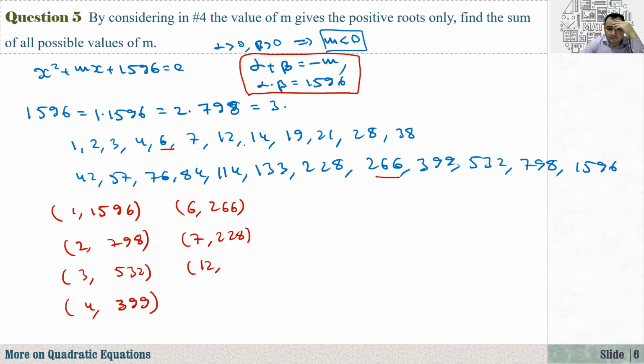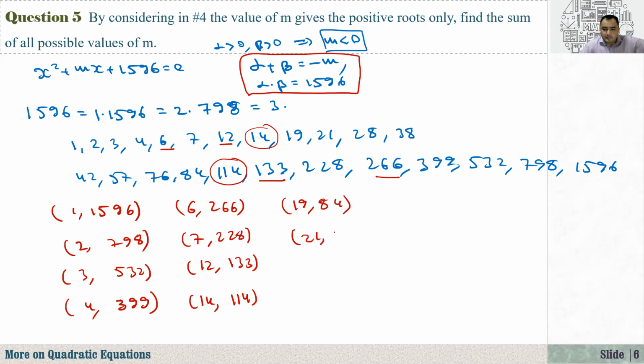Then 14 and 114, 19 and 84, 21 and 76, 28 and 57, and 38 and 42.